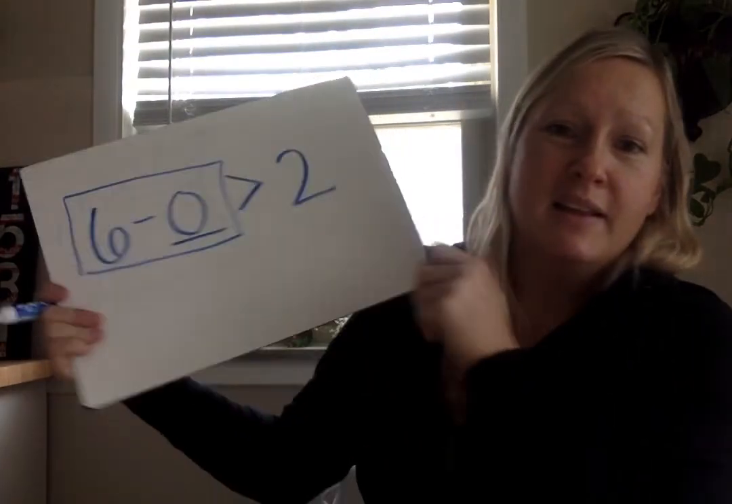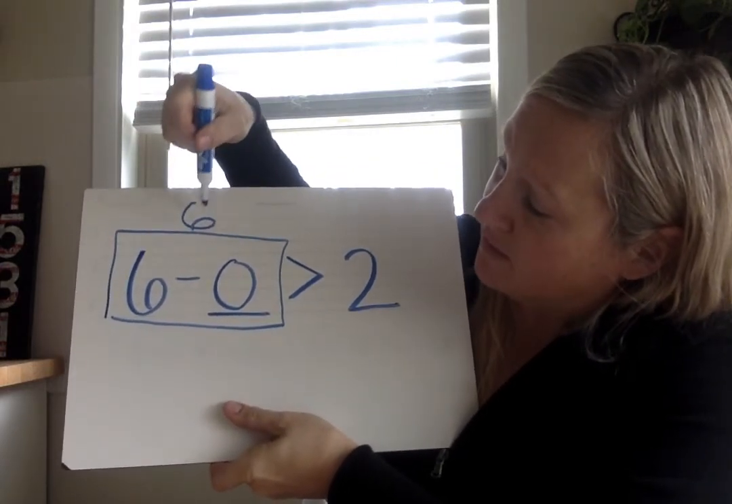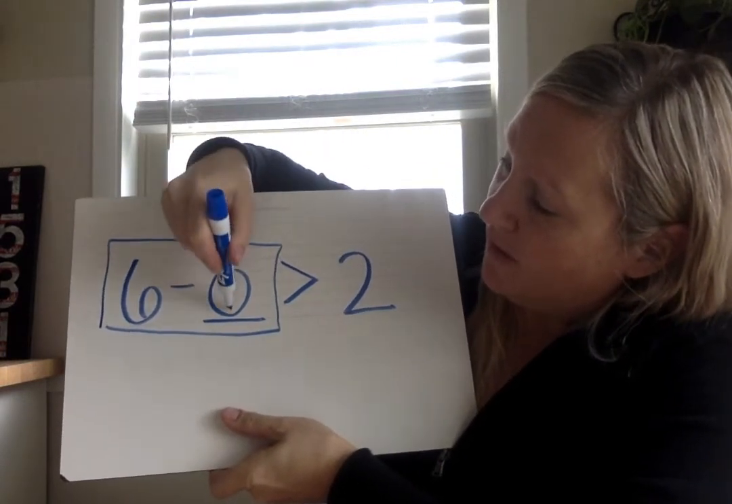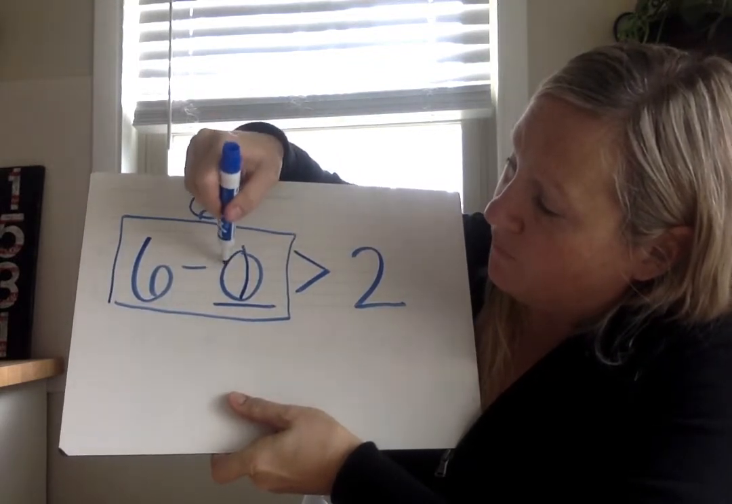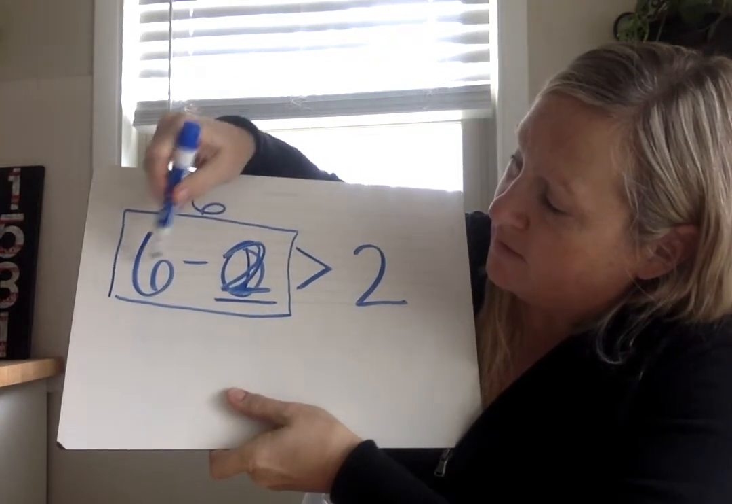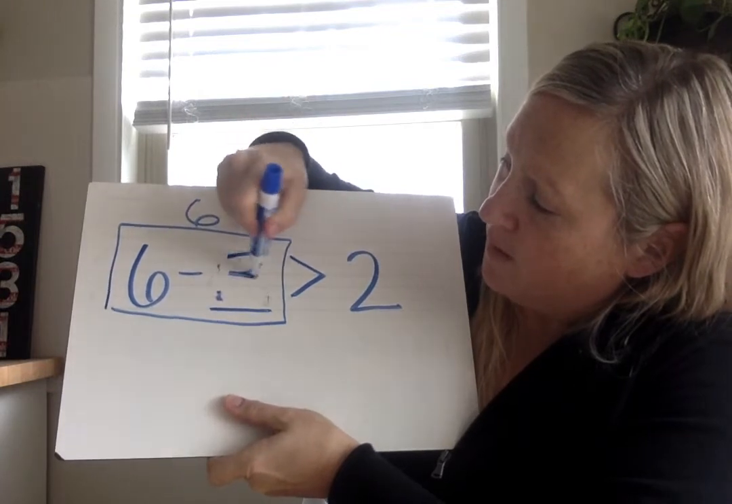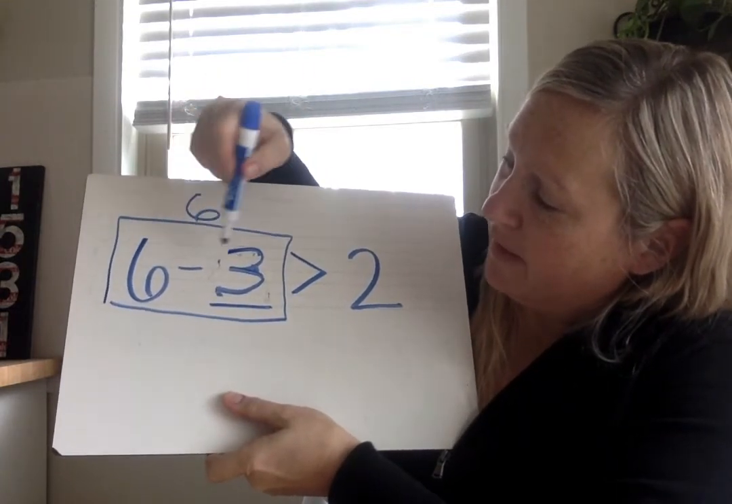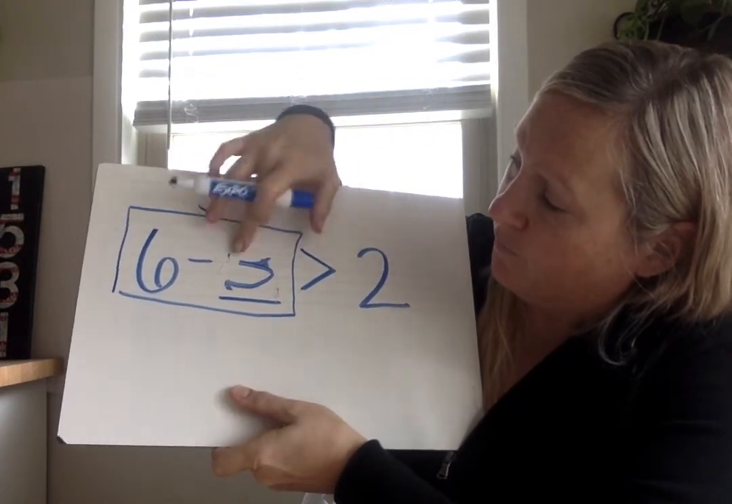Put what you think. I'm ready. Push pause if you need to. Ready? I put 0. Because 6 minus 0 is still the whole 6. 6 is greater than 2. If I put a 1 in there, it'd be 5. 5 is greater than 2. If I put a 2 in there, 6 minus 2 is 4. 4 is greater than 2. If I put a 3 in there, 6 minus 3 is 3. So 3 is greater than 2.